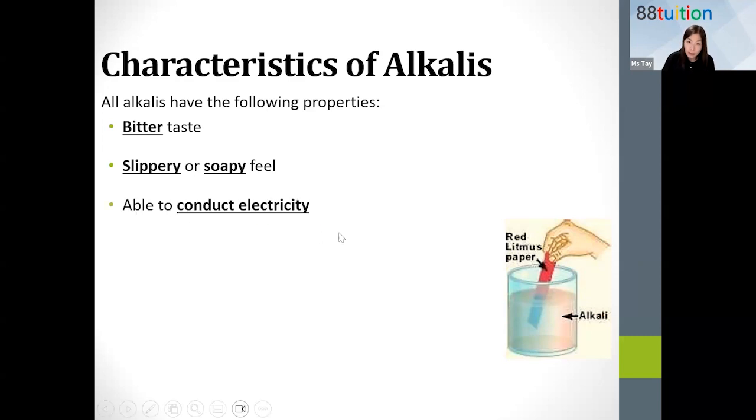They can conduct electricity, right? So why is it that they can conduct electricity? Because they can ionize. They can form ions when dissolved in water. They are corrosive also, which is why when you use detergent to wash the toilet, especially toilet detergent, it is a lot stronger. These can actually cause your skin to be burned, to peel off, and you can also get very dry skin.